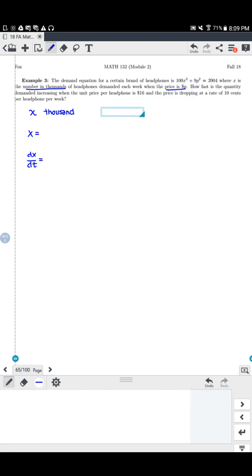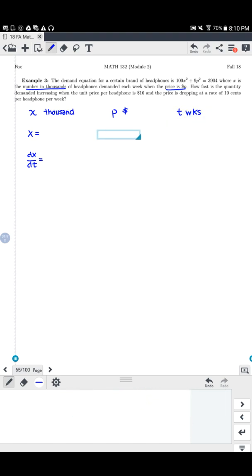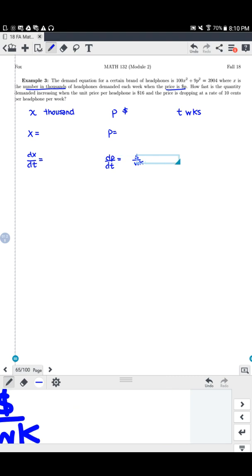So my next one I'm given is price in dollars that these headphones cost. And I'm also given that the demand is for each week. So T is in weeks. So I'm going to have a P equals, and the unit on that is going to be dollars. And then dp dt is going to be dollars per week, because dollars is the unit with P and T is in weeks.